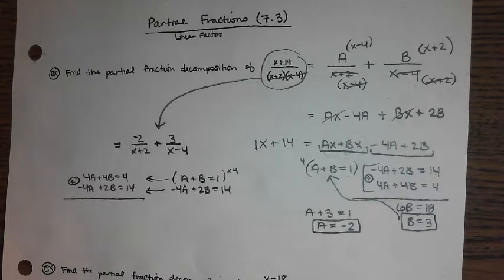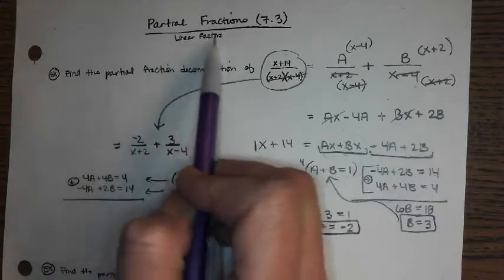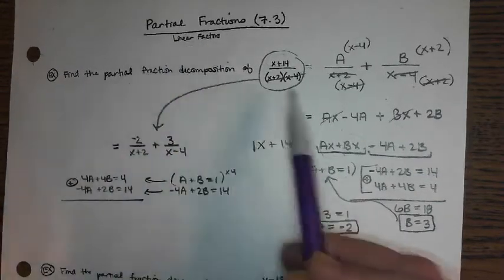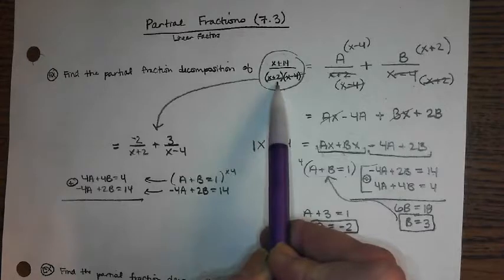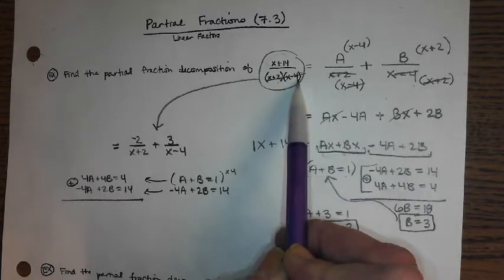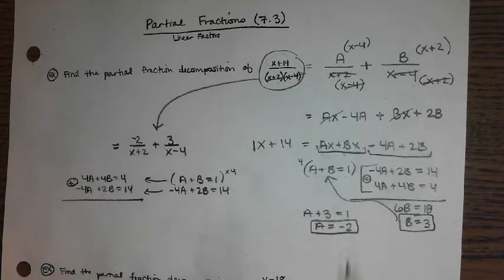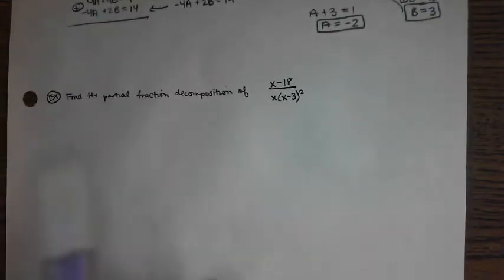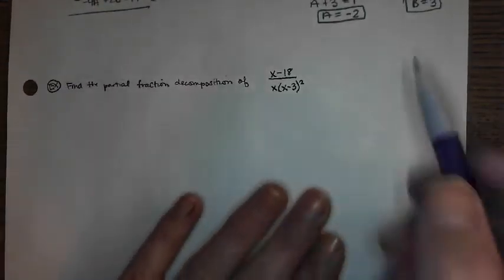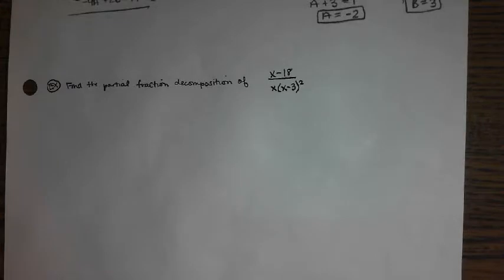Okay. So today we're only doing linear factors. I put that up underneath the title. X plus 2 is a linear factor in your denominator. X minus 4 is a linear factor. In the second example, though, I still have all linear factors. I just have 3 of them.